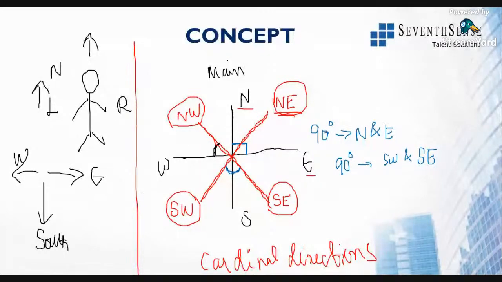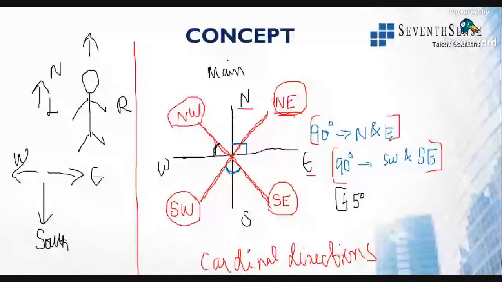All right. So now the angle between any two main directions is 90 degrees. Again, the angle between any two cardinal directions is as well 90 degrees. And now the angle between any main direction and cardinal direction, that is 45 degrees. That I am taking at the center.